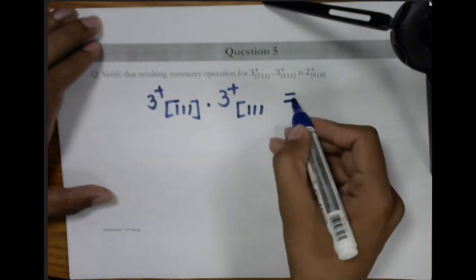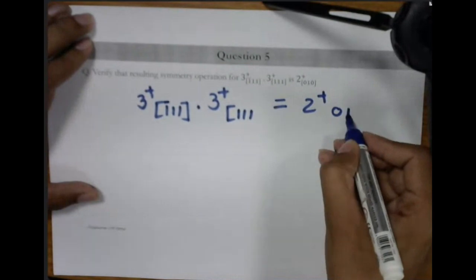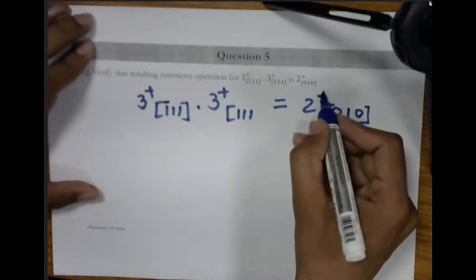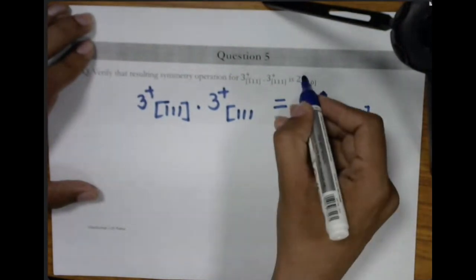So this is equivalent to the 2 plus 0 1 0. Whether it's 2 plus or 2 minus, it shouldn't matter. I shouldn't have written this also. Okay, so better we can neglect this.